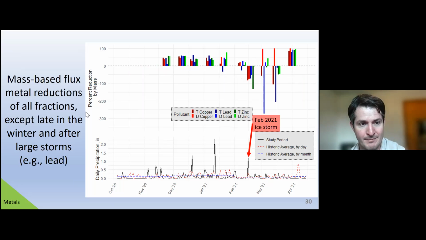And so again, this is the mass-based reductions. As before, mass-based reductions are typically more positive across all the metals, except for when that February ice storm hit. It just kind of threw everything out of whack. It might have shocked a lot of the plant and bacterial communities in that wetland, enough to take a couple of weeks for things to get back to normal and begin retaining metals again. So it's just an interesting shock that showed up in the data.